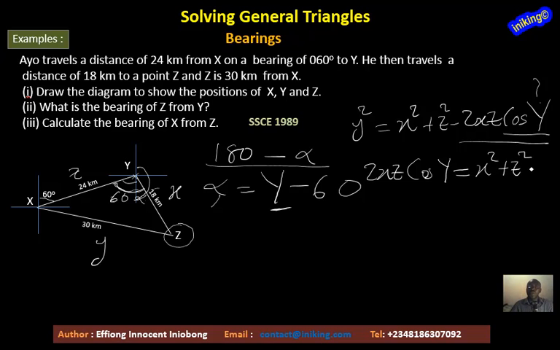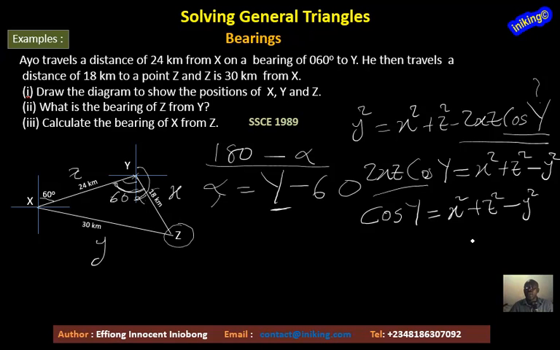I transfer Y square to the right hand side. Sorry, I've transferred this one to the left hand side. And since I'm looking for Y, my cos Y will therefore be X square plus Z square minus Y square, divided by 2XZ.